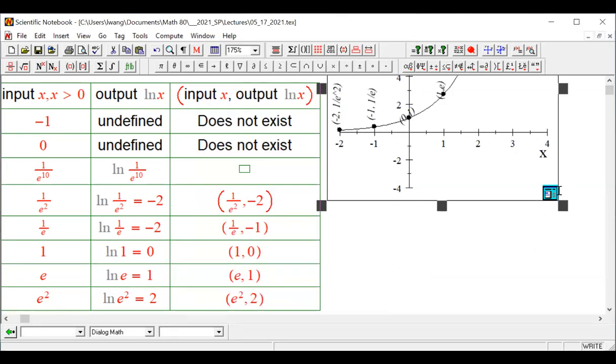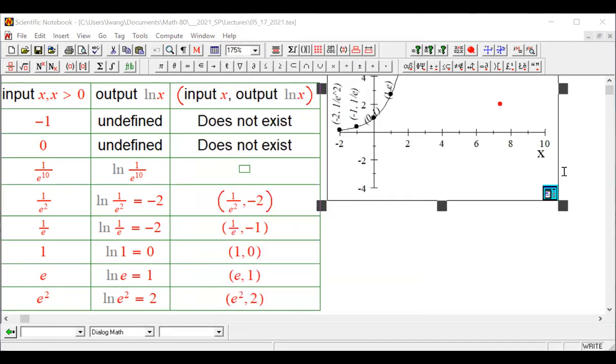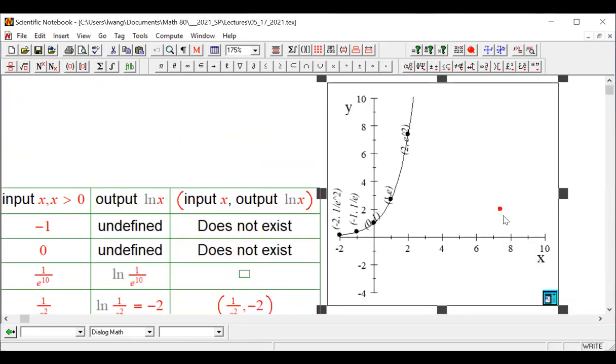It's off the chart. What happened? Well, I didn't have enough x value, so I need to make some adjustment. Okay, so the x value, I'm going to make it up to 10. And there we go. We got the points, right?